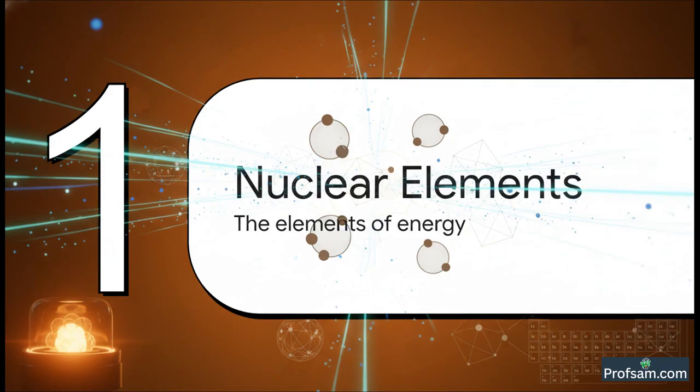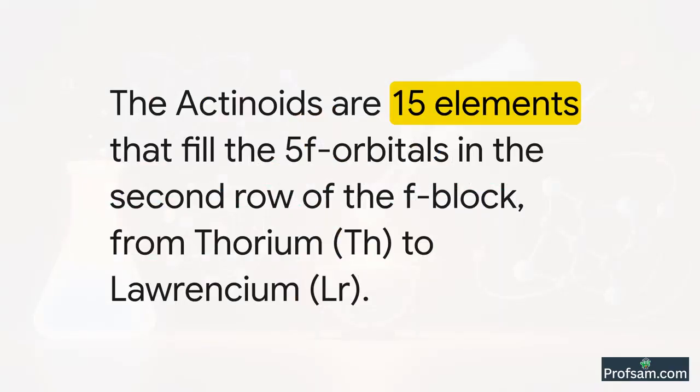So, the elements that hold the key to nuclear energy are called the actinoids. And believe me, they are a family with some very unique and very powerful characteristics. So, what exactly are these actinoids? Simply put, they are a family of 15 elements, starting from thorium all the way to lawrencium. And if you look at the periodic table, you'll see they occupy the second row of the F block. Now, their very position is a big clue to their special nature.